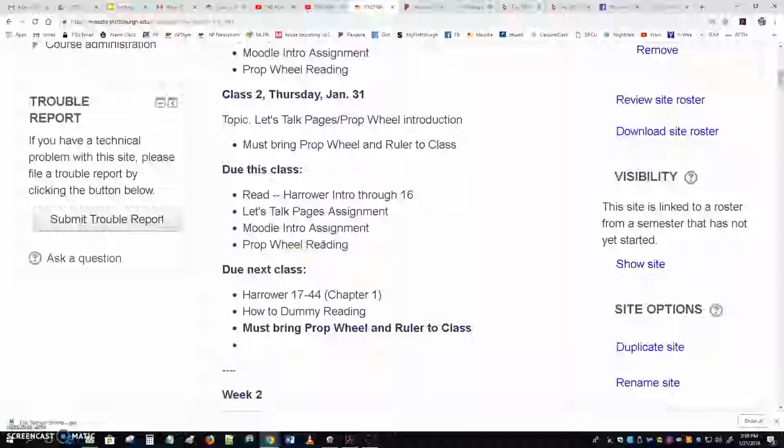And I'm asking you for next class, in addition to the how to dummy reading, to read page 17 through 44, which essentially is chapter 1. Now, if you don't have the textbook yet, please get it soon. I will have given you this first chapter or so, this first chunk of reading, as a handout, but I'm not going to keep doing that. You've got to get your own book soon.